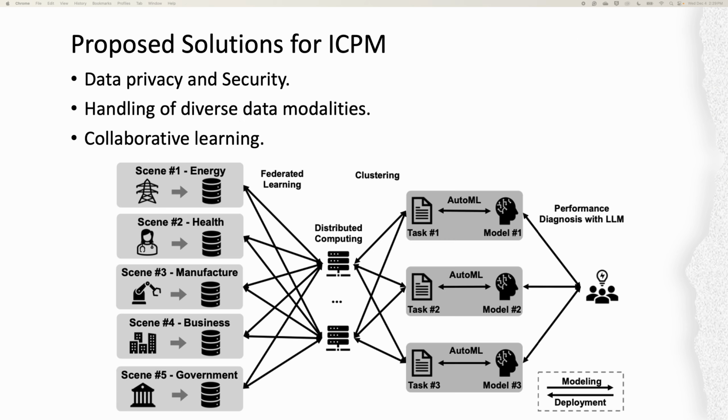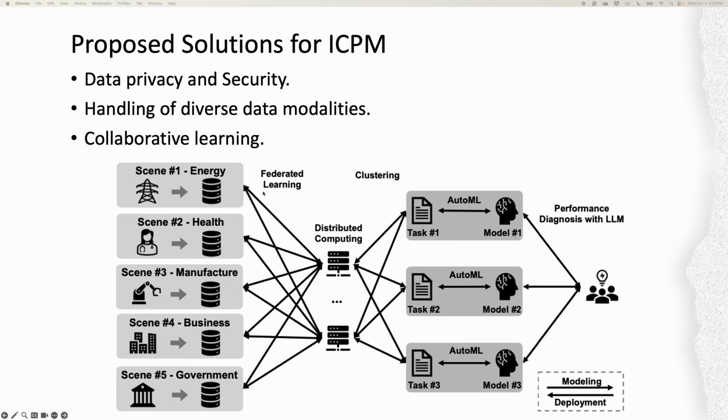So moving on to the proposed solution for ICPM, as you can see, what is addressed is data privacy, security, handling of various diverse data modalities, and collaborative learning. So these solutions, as you can see in the image, the first thing is we see 5 different data sources from where the data is coming: energy, health, manufacturing, business, government, and each of these sectors maintains its own database of process data. And then the middle section is the main part, I would say.